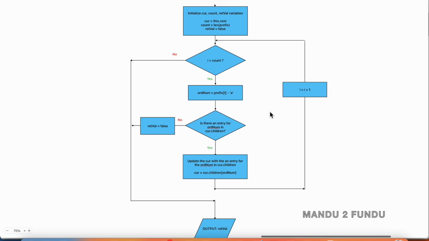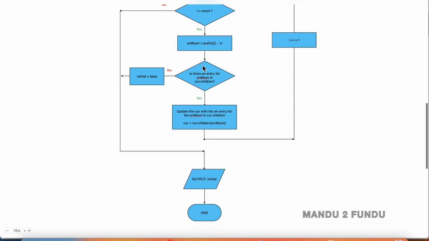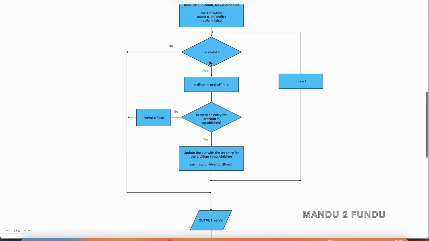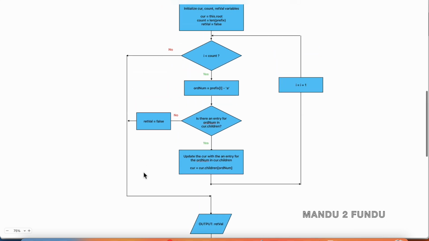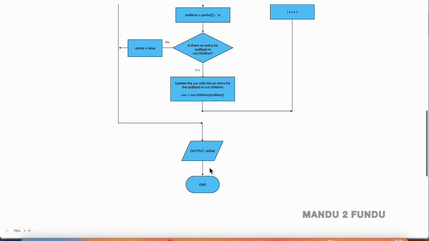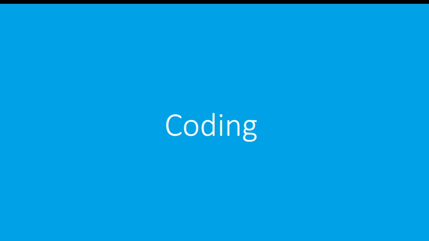And in this for loop, each iteration we compute the ordinal number by subtracting a from the current character and check whether there is an entry in the children map for the ordinal number. If there is no entry, then we return false. Otherwise, we update the current pointer with the child pointer located at the ordinal number in the children map. We repeat this until we process all the characters in the prefix, and finally we return the retval. Let's move on to coding.